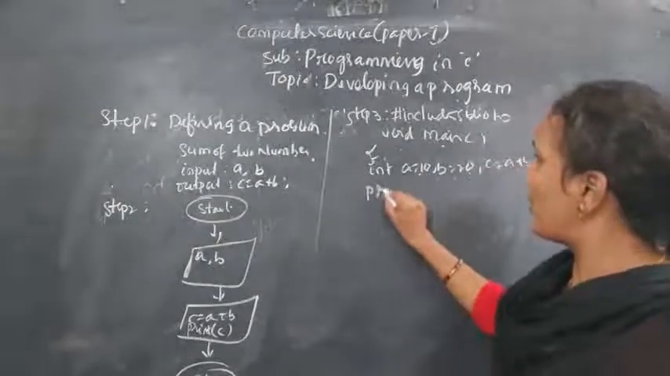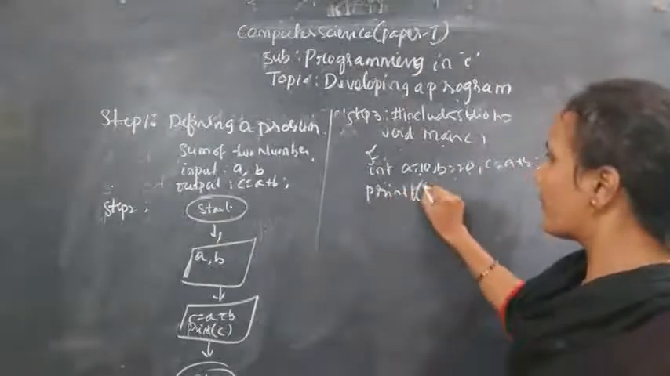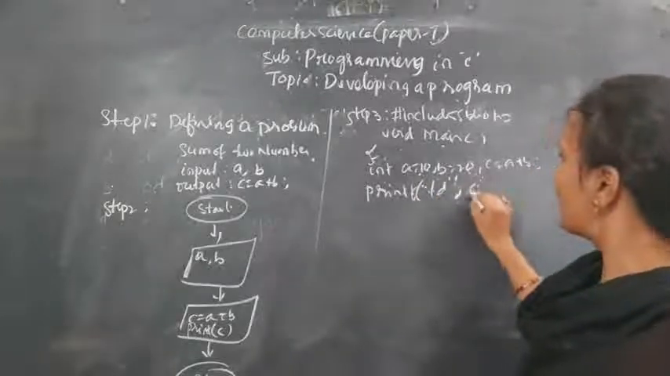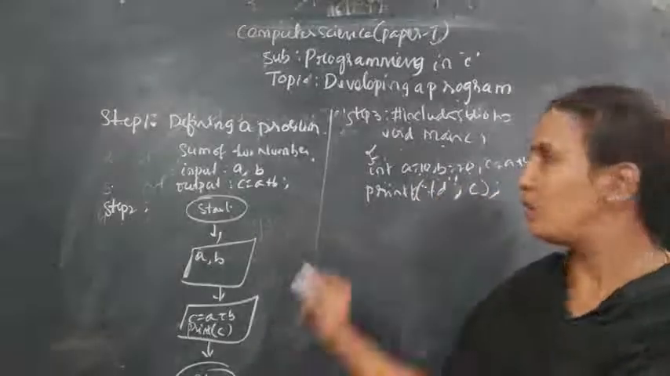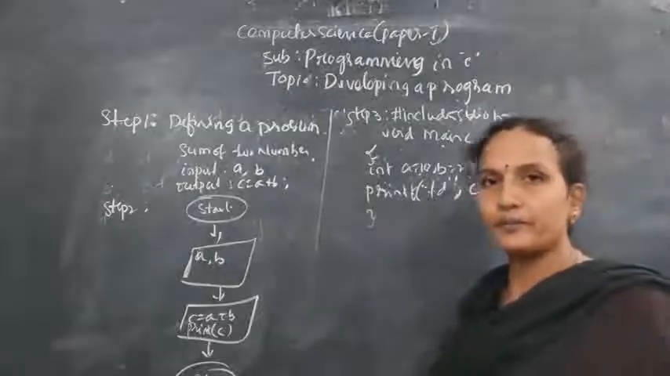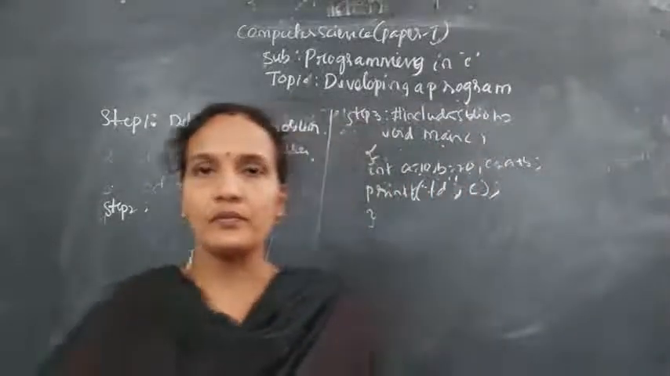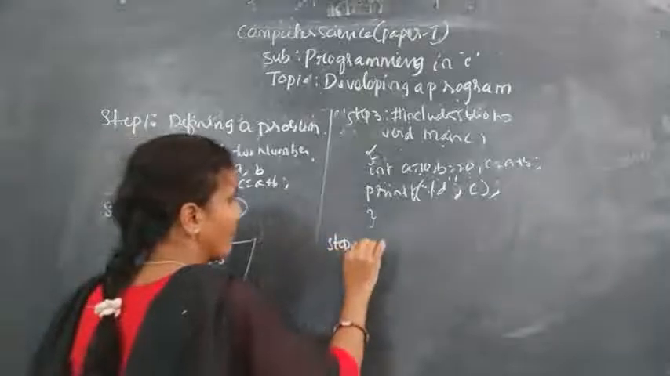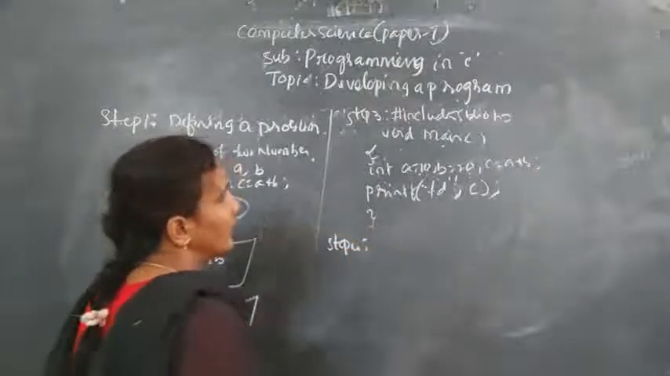Next, after that, I am printing this. printf %d, C. Now close this. This is the programming. Clear? Now come to the fourth step. Fourth step is what? Testing.